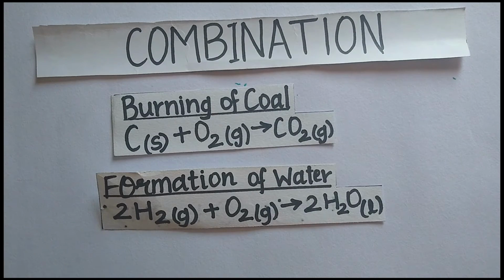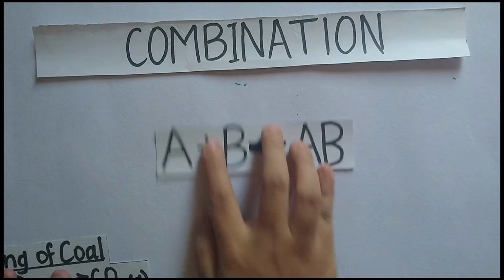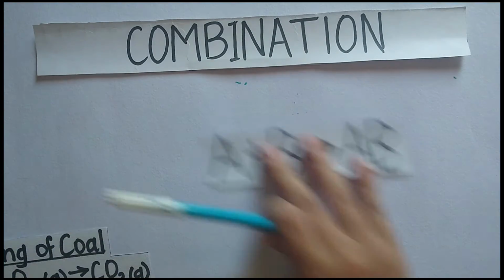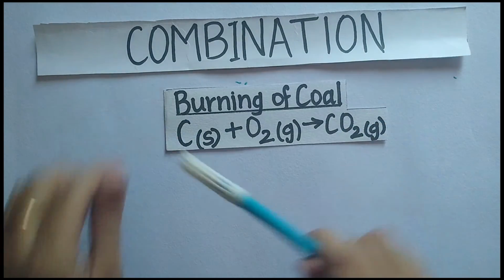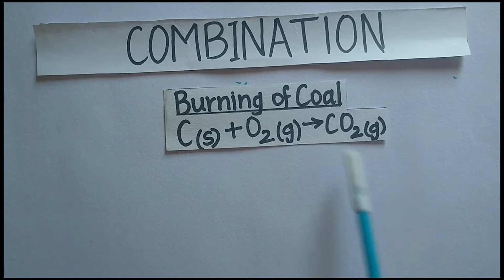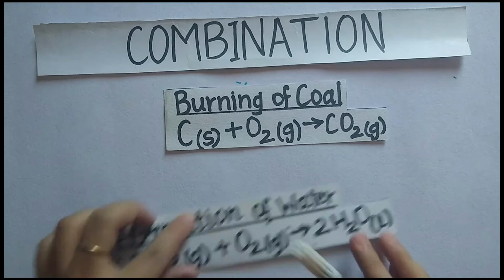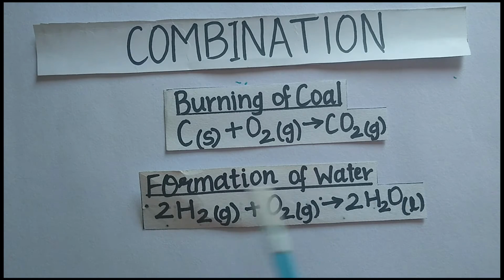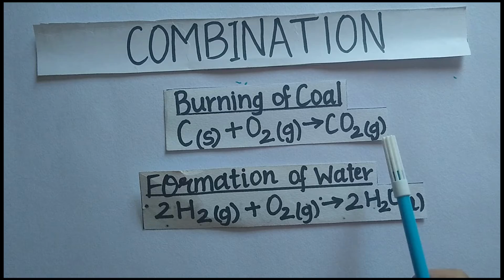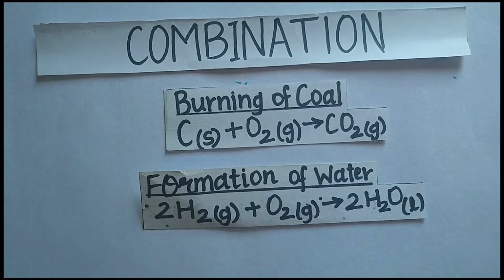Now, why are these examples of combination reactions? What did we learn? That A plus B reacts to give you a single product AB, right? And what is happening in burning of coal? C plus O2 gives you CO2. This is only a single product, right? Then in formation of water, two reactants, hydrogen and oxygen, combine to give you H2O, which is also a single product. So two or maybe more reactants combining to give you a single product becomes your combination reaction.